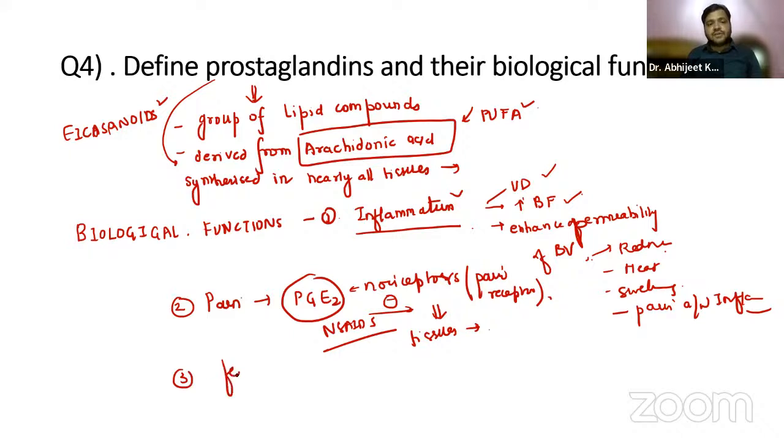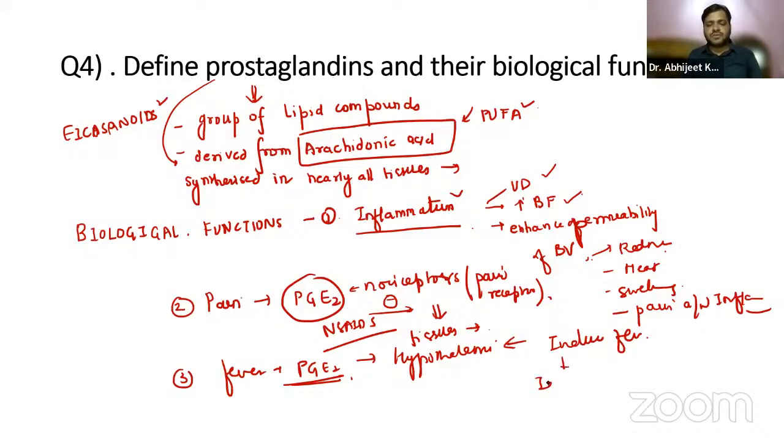Even the fever regulation, guys, the prostaglandin E2, is also involved in the hypothalamic regulation. I've already discussed hypothalamic regulation. They act on the hypothalamus to induce fever in response to any infection or any inflammation in the body, right?